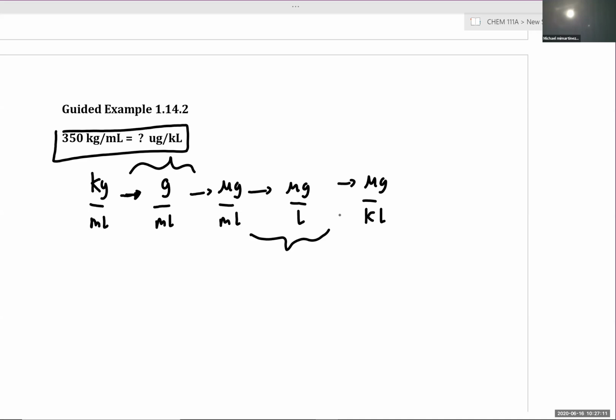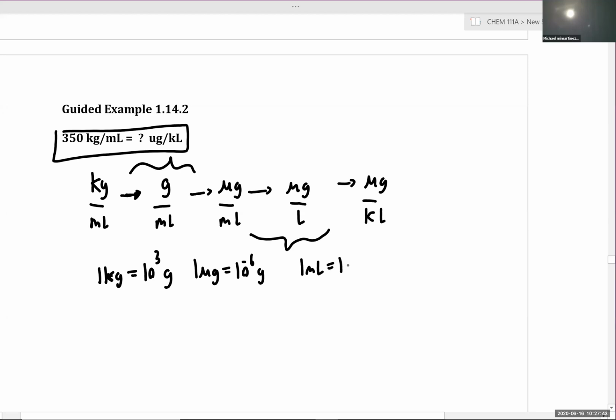Okay, so now that we have that set up, I'm going to write out some equalities. We know 1 kilogram. What power of 10 does the kilo prefix correspond to? 10 to the 3rd, yep. We also know 1 microgram is 10 to the negative 6th grams. Okay, we know 1 milliliter is 10 to the negative 3rd liter, and 1 kiloliter is 10 to the 3rd liter. Perfect.